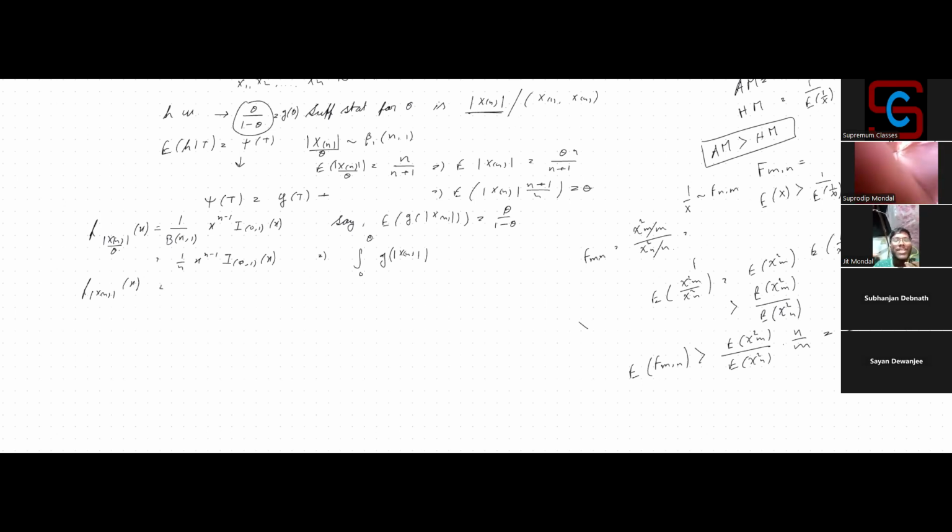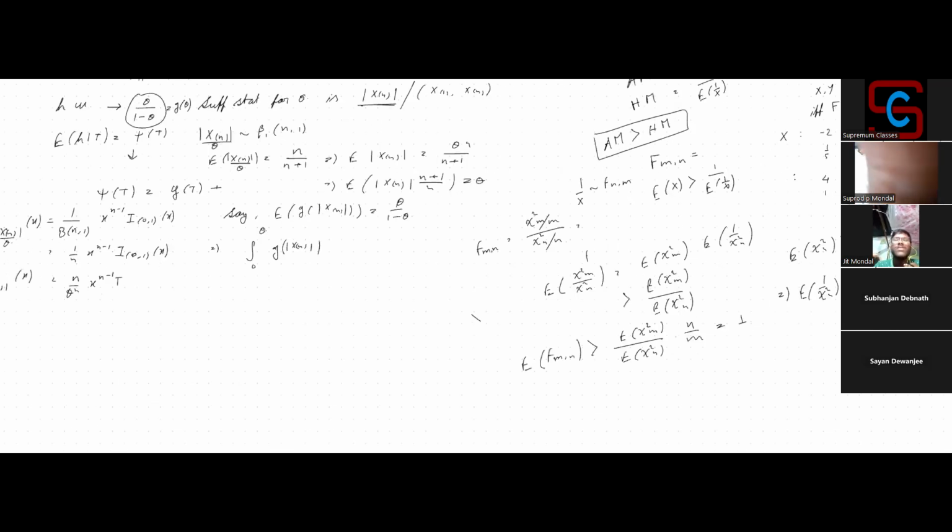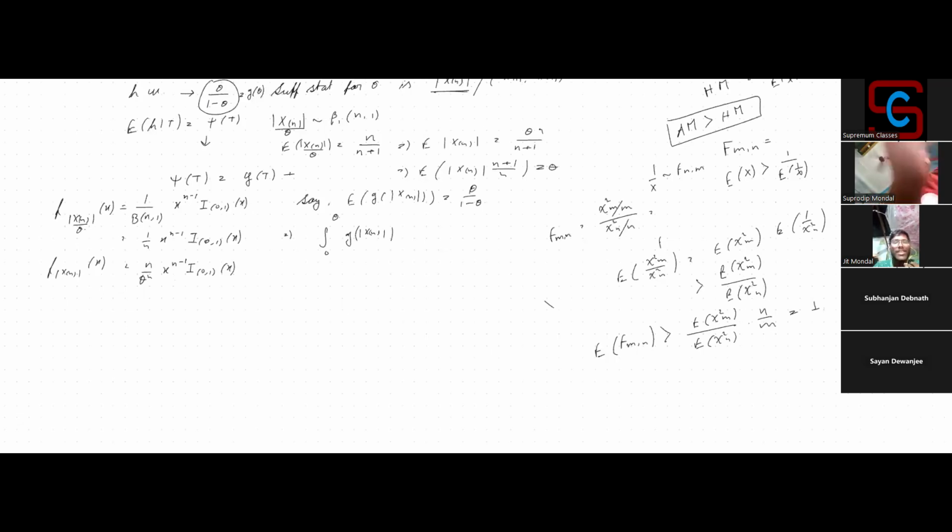Suppose I am giving you the PDF. It is n by theta to the power n, just the reverse. Write it, the PDF: n by theta to the power n, x to the power n minus 1. X will belong to 0 to theta. The support is 0 to theta. Now do it.